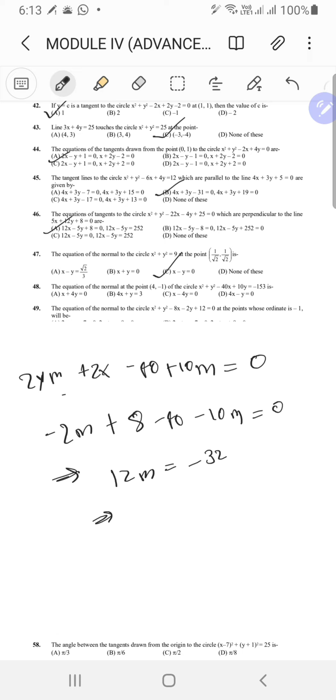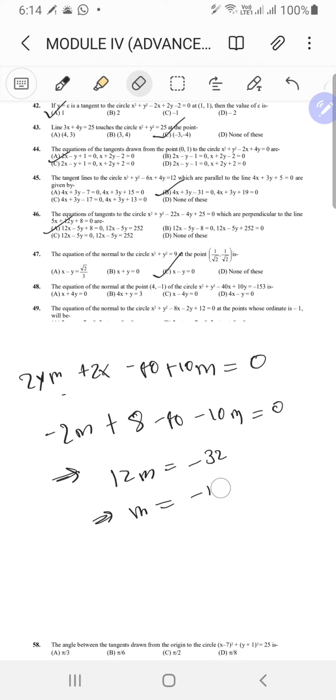Okay, it's -10m, sure. -2m, yeah, that's also correct. That 8 is also correct. So 8 minus 40 is, yes, it is -32. Okay, fine, let's just deal with this. -16. Okay, why even that?